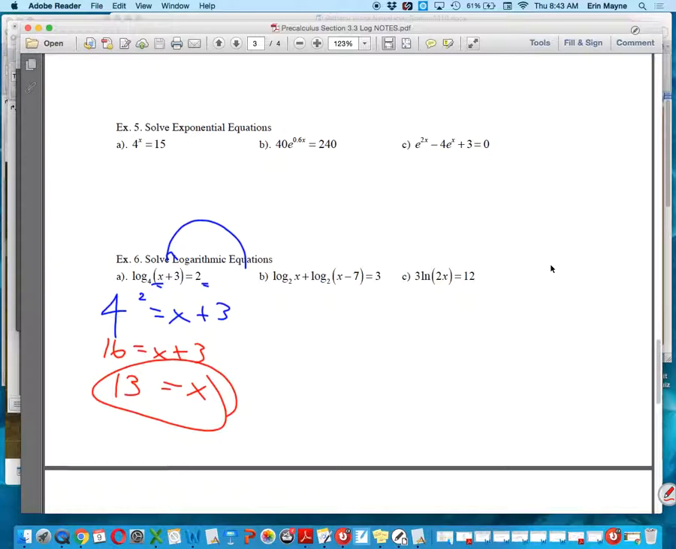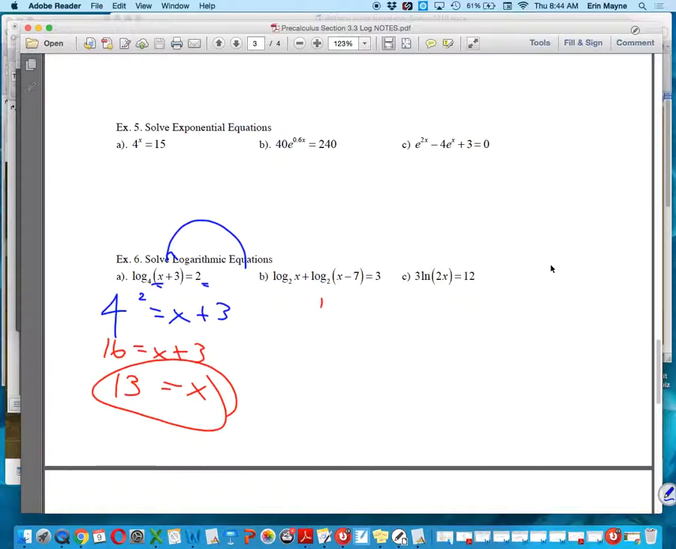Now, in these two, which you're going to try here in a minute, what are you going to have to do first? Yeah, I'm going to need to condense this, and I'm going to need to apply a property here. Okay? But for now, before we do that, let's jump up to perhaps one of the primary reasons a logarithm was created in the first place.